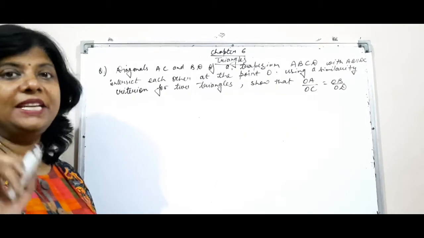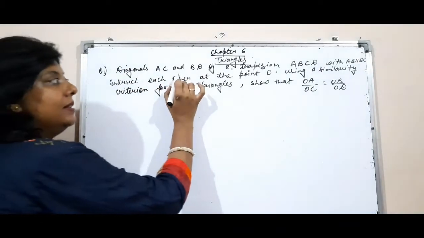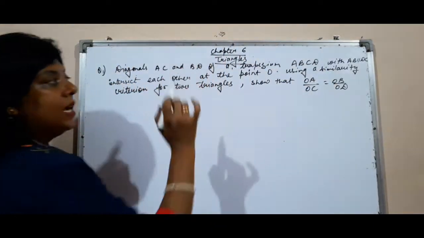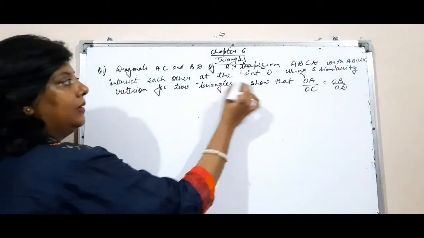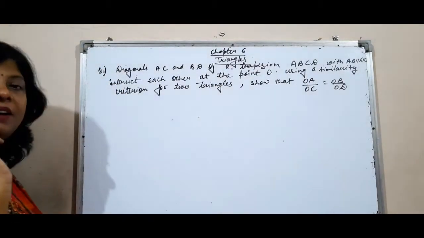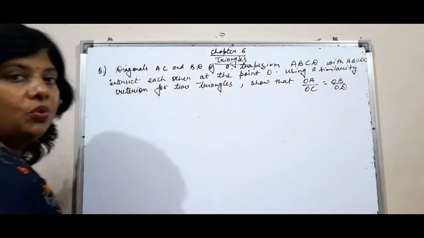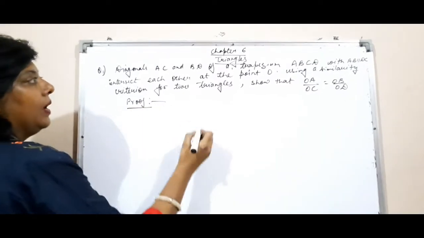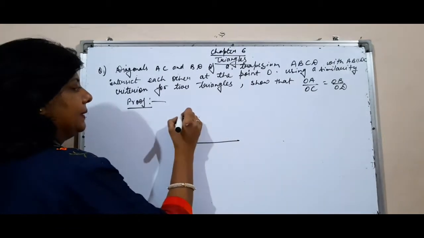Now in this series we are having several questions. The first question is: diagonals AC and BD of a trapezium ABCD with AB parallel to DC intersect each other at the point O. Using a similarity criteria for two triangles, show that OA upon OC equals OB upon OD.